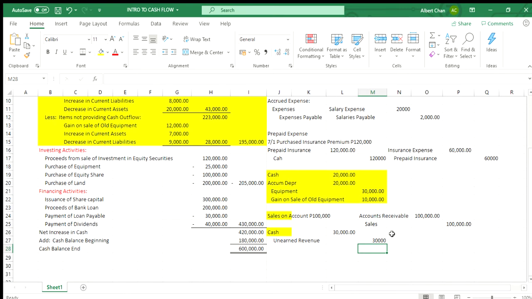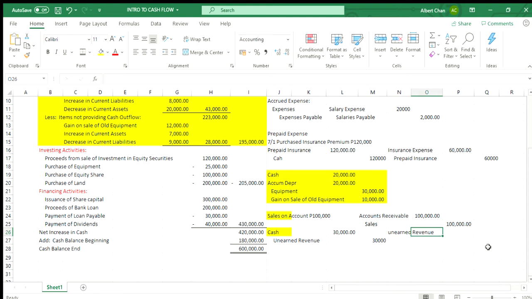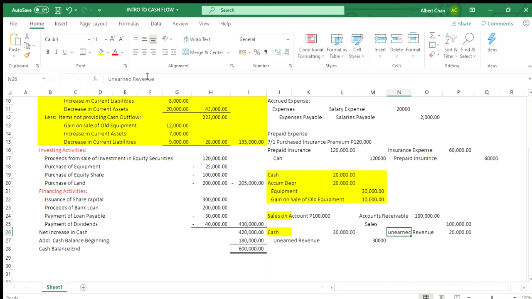Assuming at the end of the year, you were able to earn 20,000 of the 30,000 unearned revenue. So your entry is debit unearned revenue of how much? 20,000. That is a decrease in liability, no? Decrease in liability. And your credit is revenue earned.